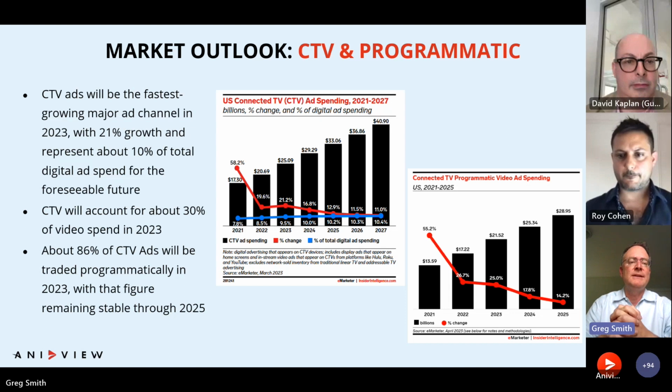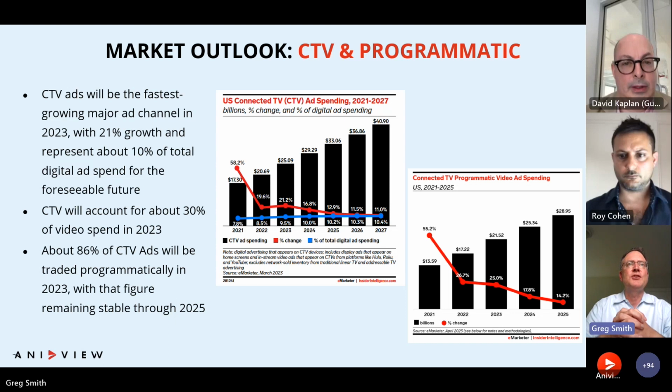CTV, one could say in some ways, is the last major wave of transformational change in the digital advertising space. And CTV will account for about 30% of video spend in 2023. And again, in much the same way that all of video is traded programmatically, about 86% of CTV ads will be traded programmatically in 2023.